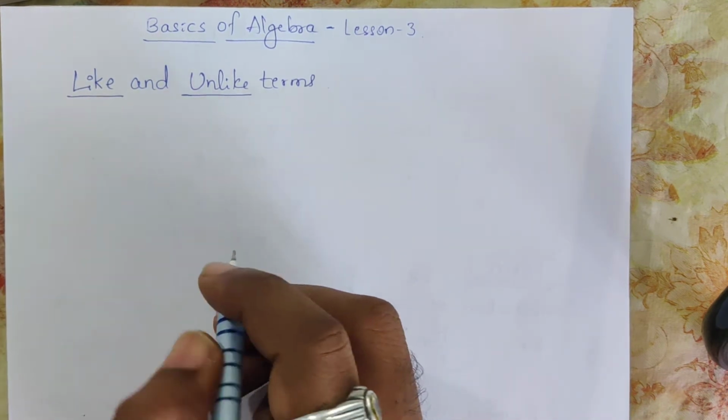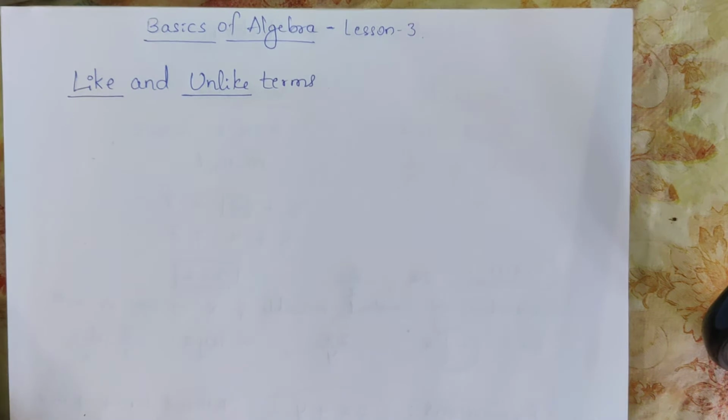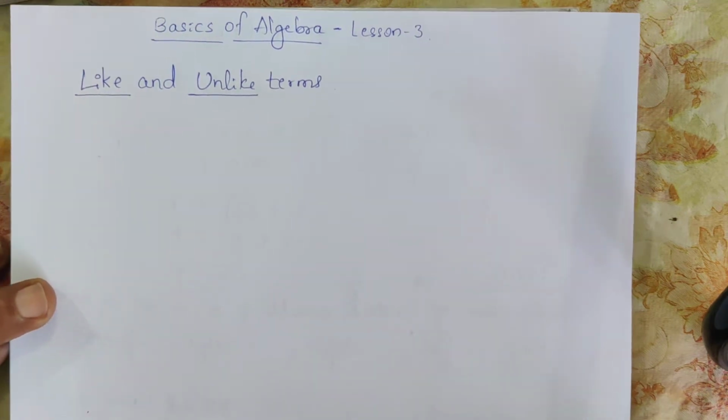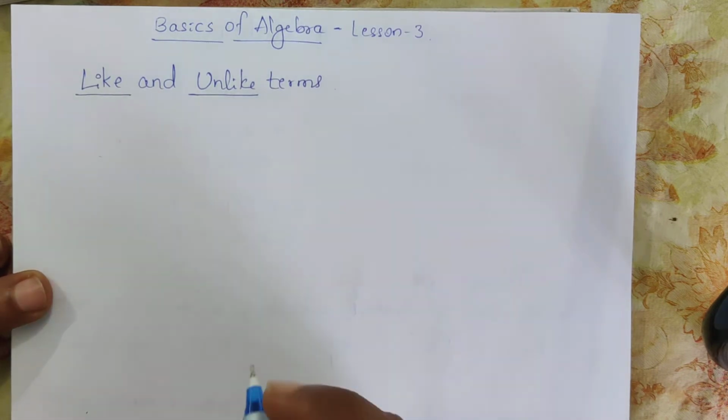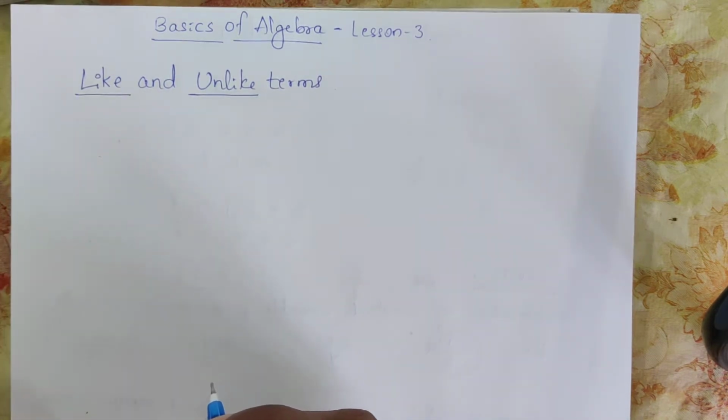Today we will learn a very important part of the basics of algebra, which is like and unlike terms. This is very important because when we start operations on algebraic terms and expressions, like adding and subtracting, it is possible to add and subtract algebraic terms or expressions only if they are like terms. So it is very important for you all to understand which are the like terms and which are unlike.